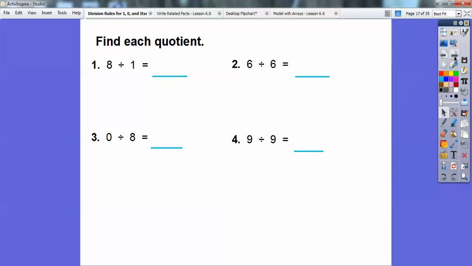8 divided by 1. Well, what's 8 divided by 1? Well, any number divided by 1 equals itself, so it equals 8. Okay? 6 divided by 6. Any number divided by itself equals 1. Okay? 0 divided by any number equals 0. I just can't divide by 0. I can't have 0 in this position right here, but 0 can be over here. 0 divided by any number equals 0, and again, 9 divided by 9 equals 1, okay?